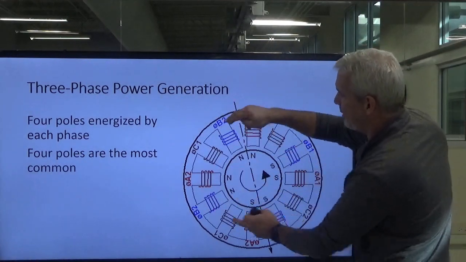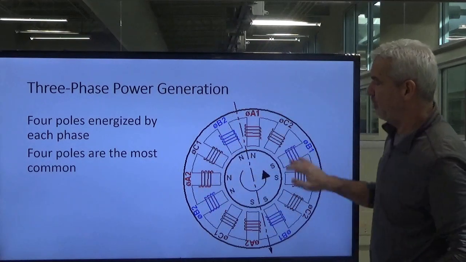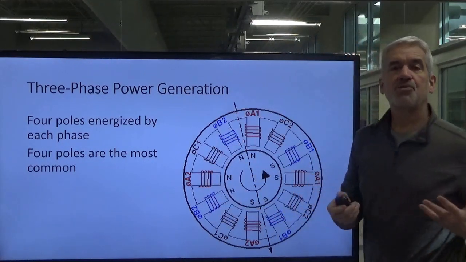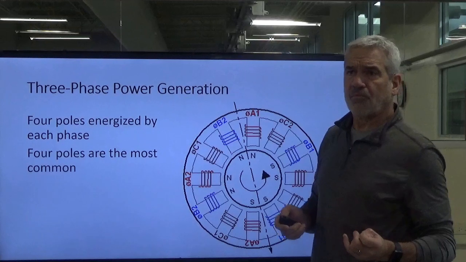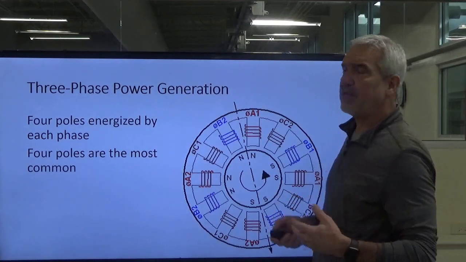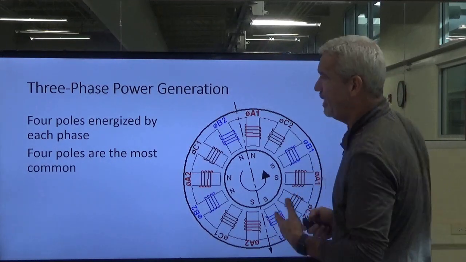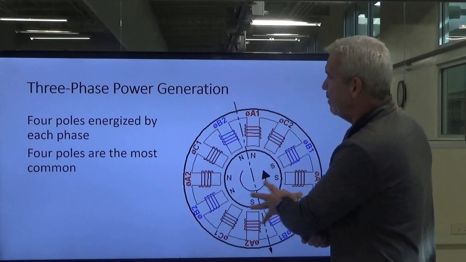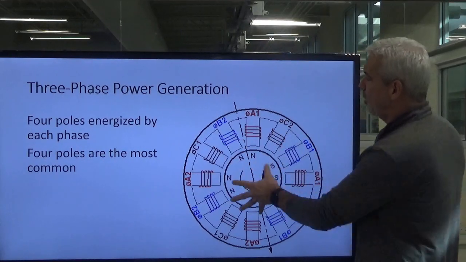They're offset a little bit, but they're still 90 degrees apart, and there's still 4 poles. 4 poles is the most common configuration for a motor, and that will run at about 1,800 RPMs, okay? So again, the speed at which a motor runs determines the number of poles.